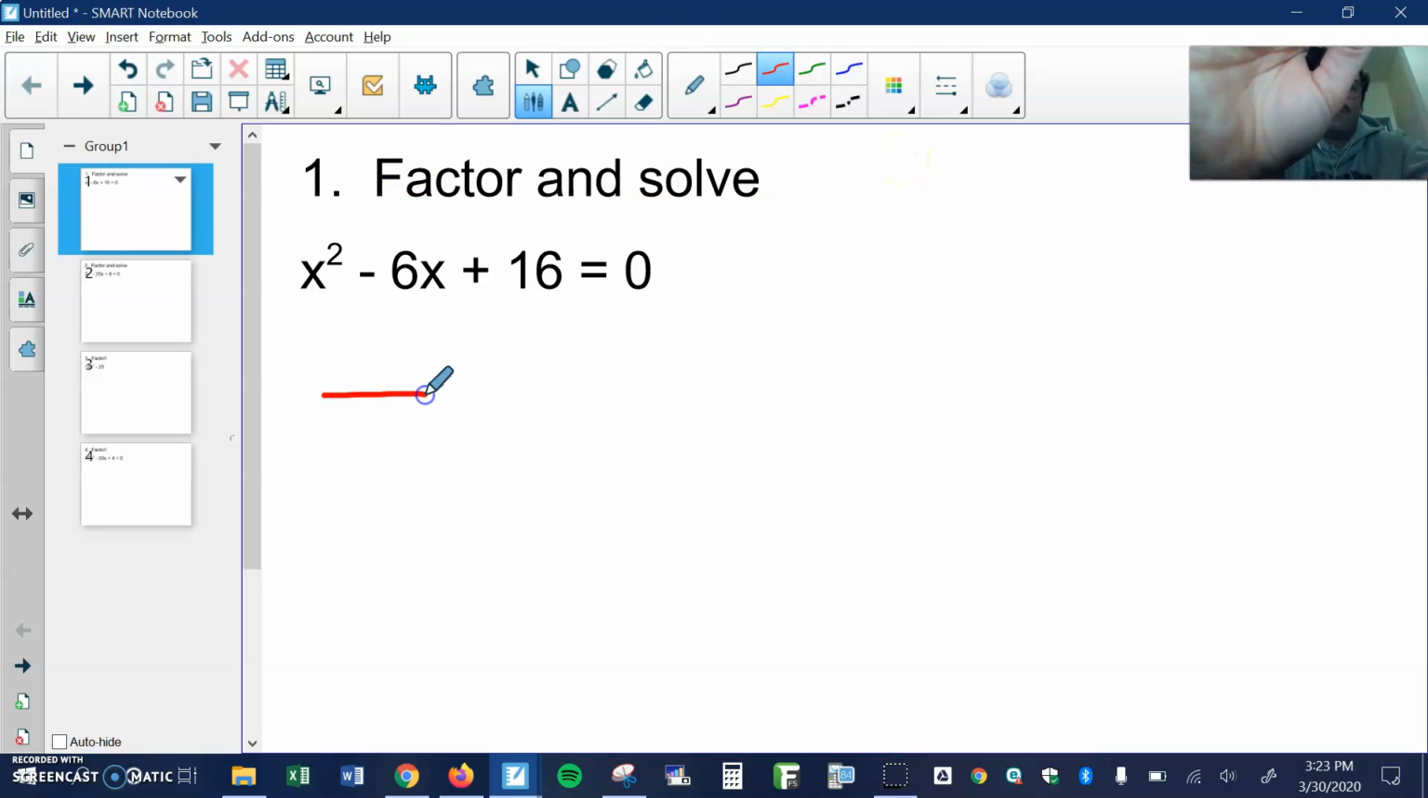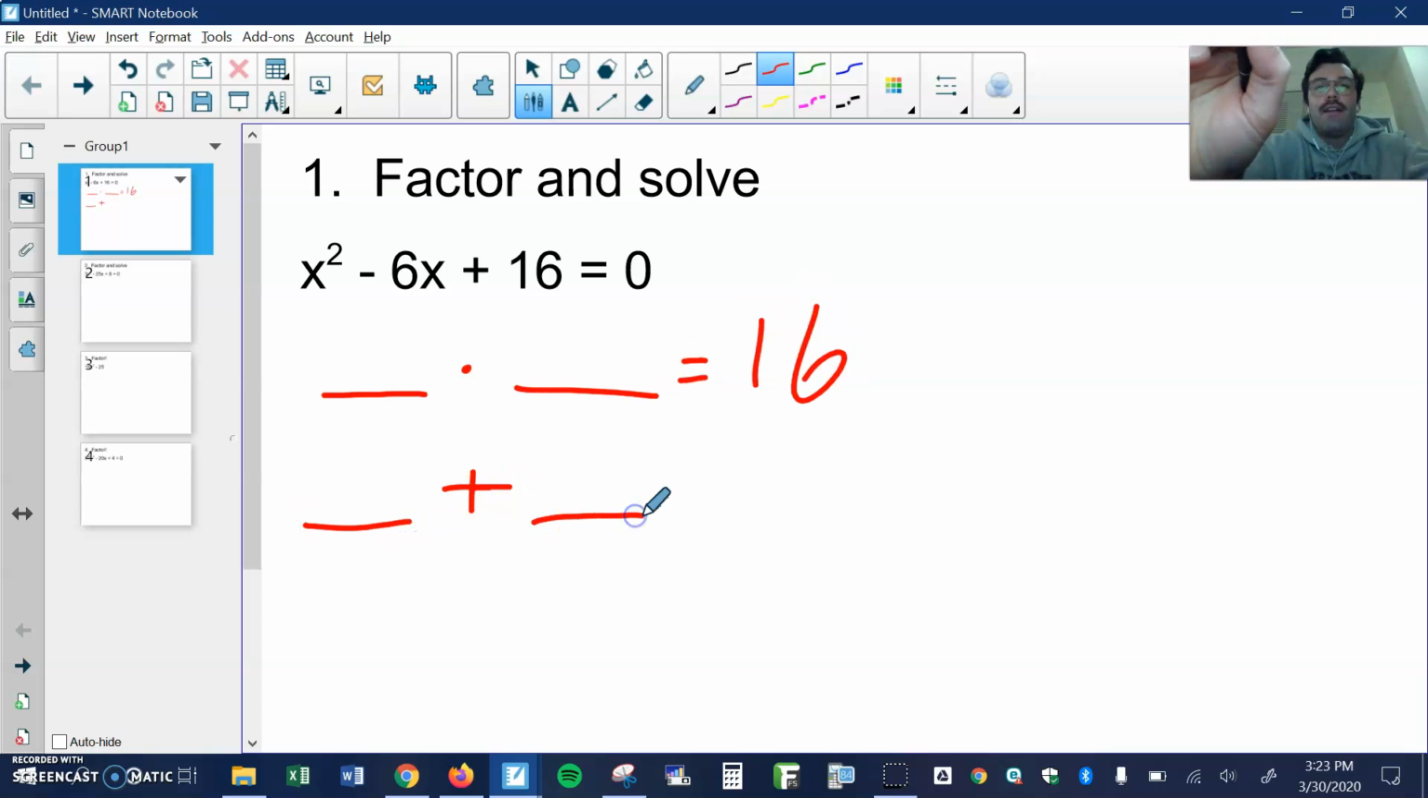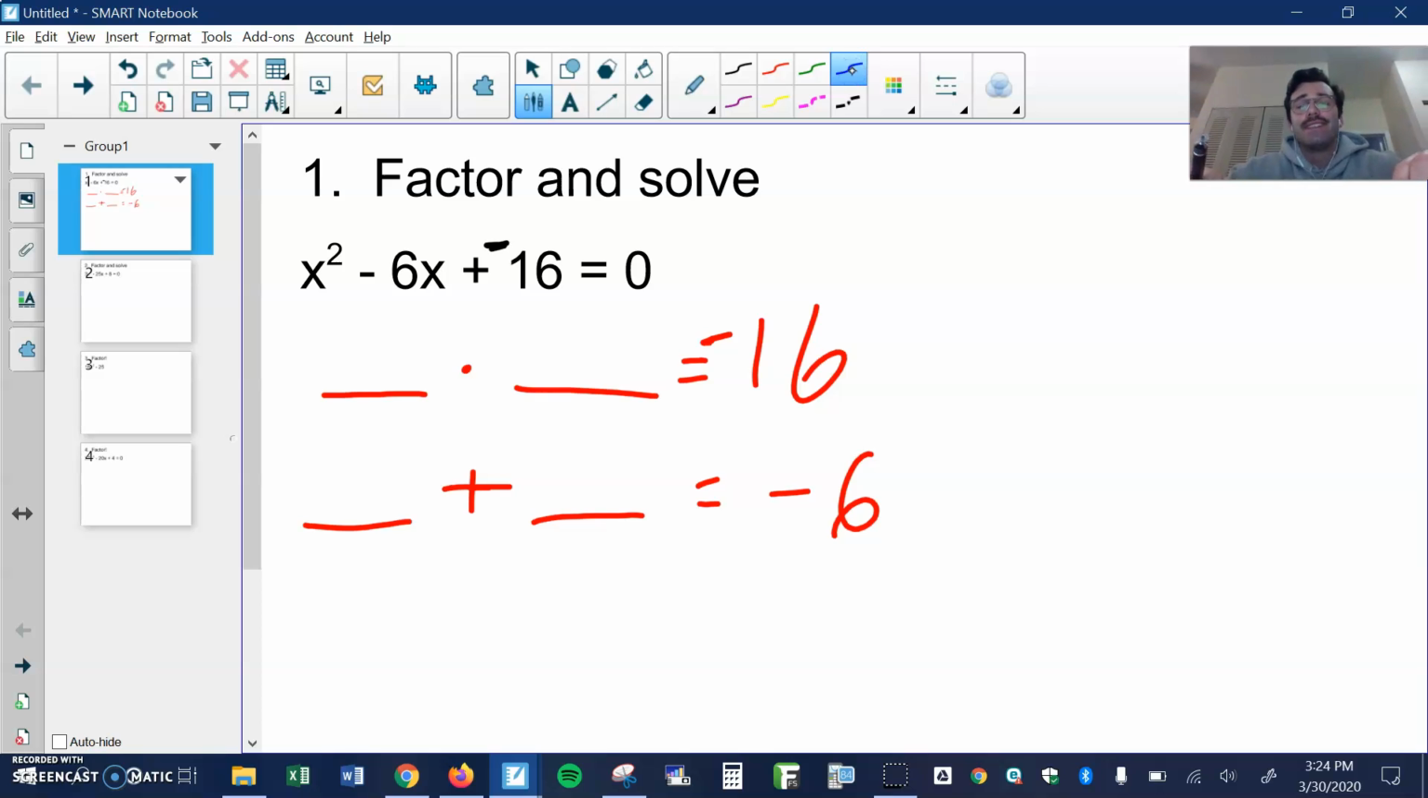I need to find two numbers that are going to multiply to give me 16, and those same two numbers must add to negative 6. The 16 is supposed to be negative, so there should be a negative here. All right, sorry about that. So if I want two numbers that will multiply to negative 16 and add to negative 6, I'm just going to write these down over here.